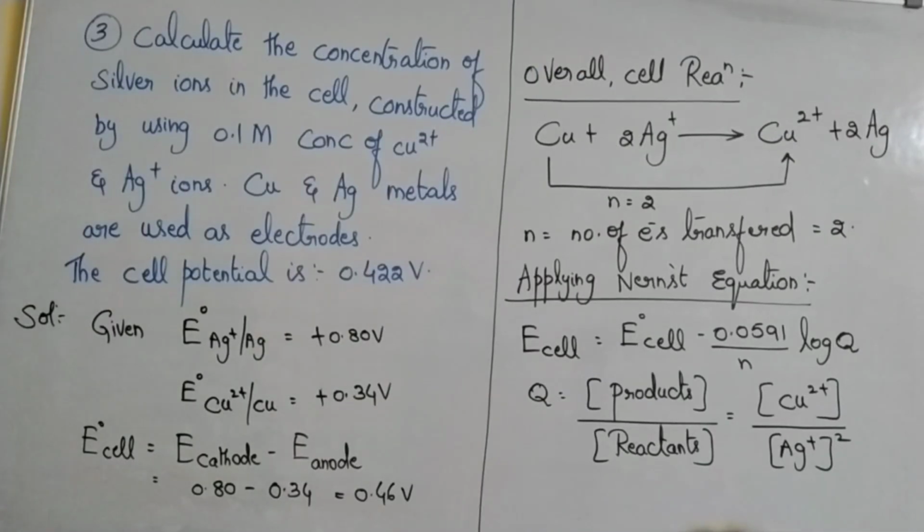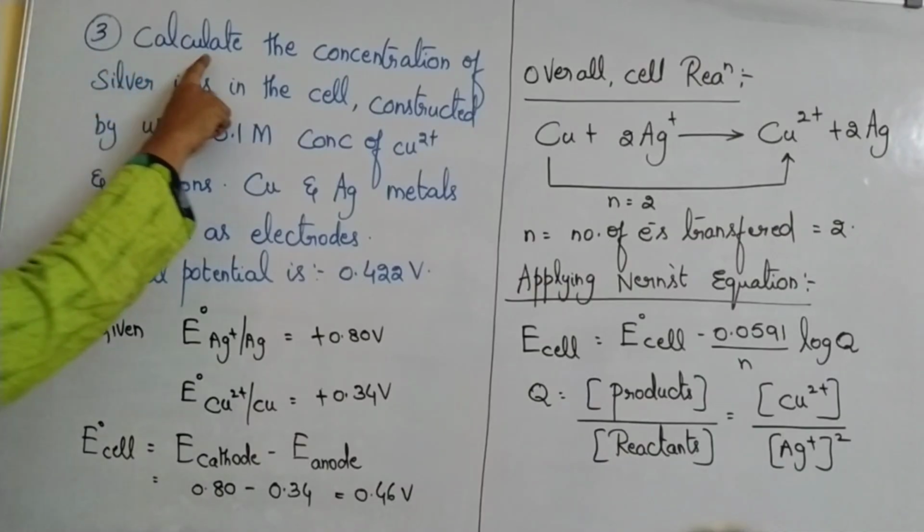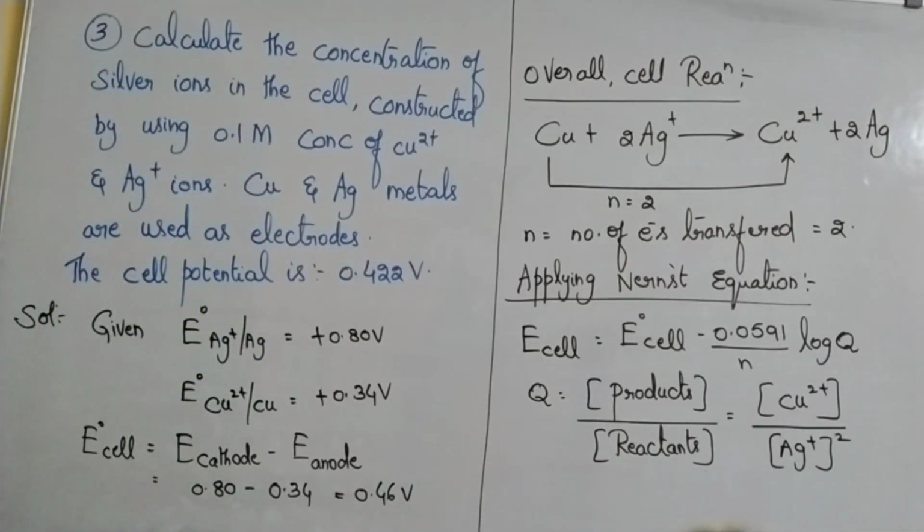So question number 3, look, this is a numerical. Calculate the concentration of silver ions in the cell constructed by using 0.1 M concentration of Cu2+ and Ag+ ions. Cu and Ag metals are used as electrodes. The cell potential is given as 0.422 volts. If you read the question two times, you will understand how to proceed. He is asking us to calculate the concentration of Ag+ ions.